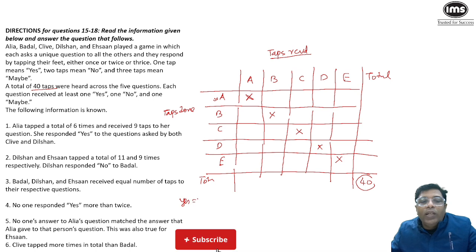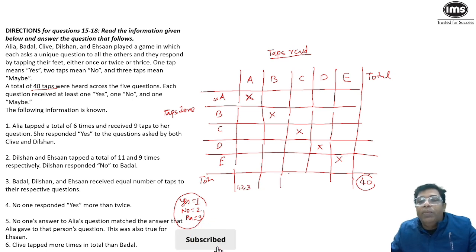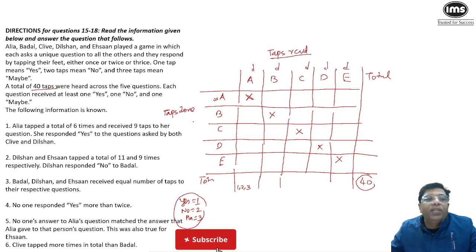Yes means one tap, no means two taps, and maybe means three taps. And it says for every question, at least one yes, one no, and one maybe. So for every column, at least one 1, one 2, and one 3 has to come. This has to be true for A, B, C, D, and E for every column because this indicates the taps received. Now let's read the further information of the set.